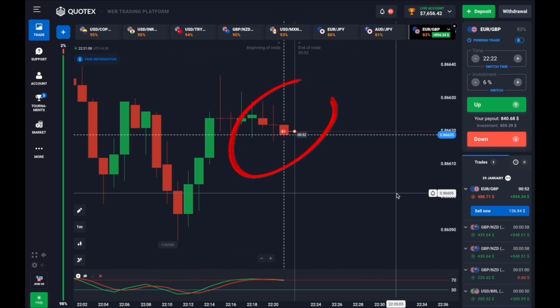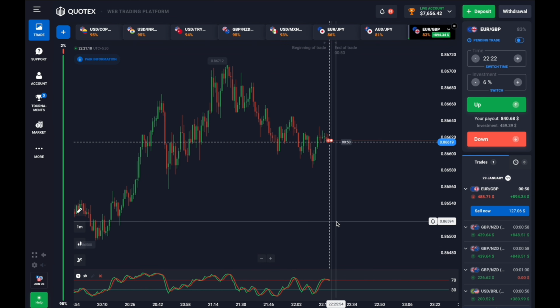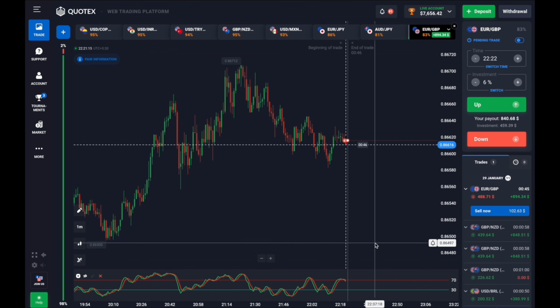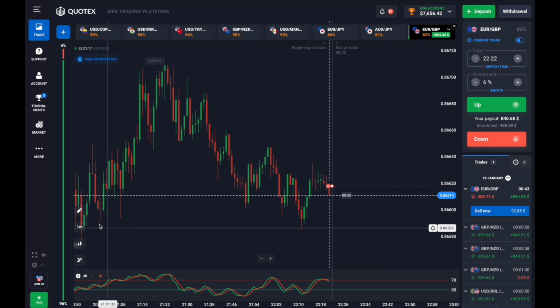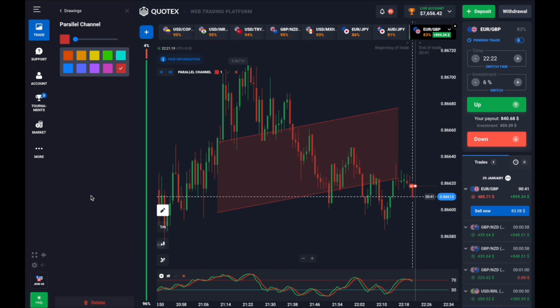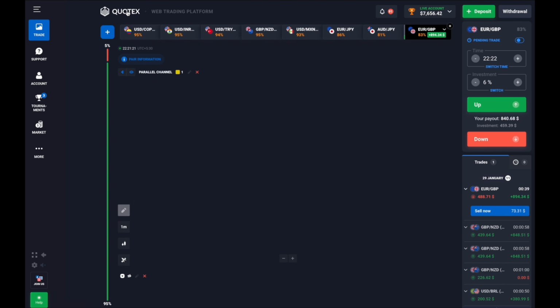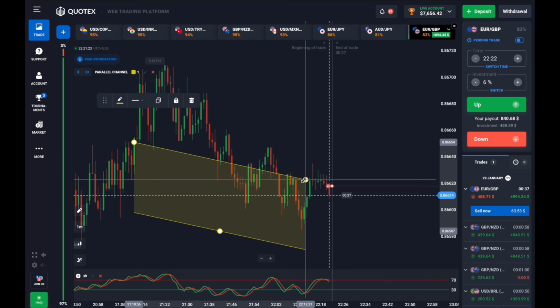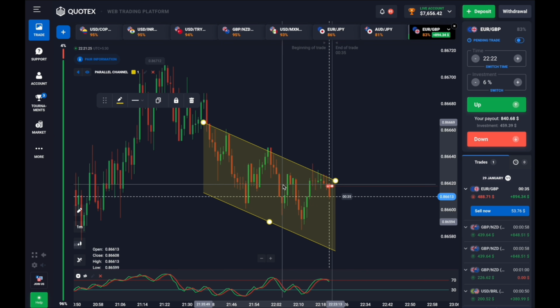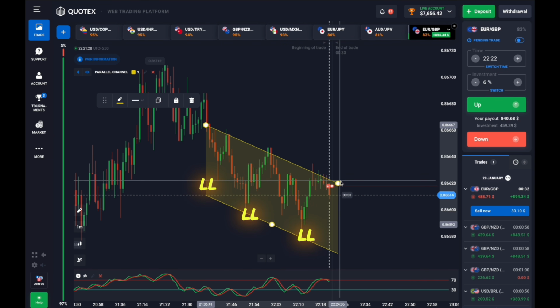If you see the indicator here, it is giving us a crossover from the 70 level. This is our first confirmation. Second confirmation, market structure: a channeling down ranging market. Let me draw a parallel channel right here so that it'll be very easy for you to understand. If I adjust my parallel channel line right here, the market is making lower lows.